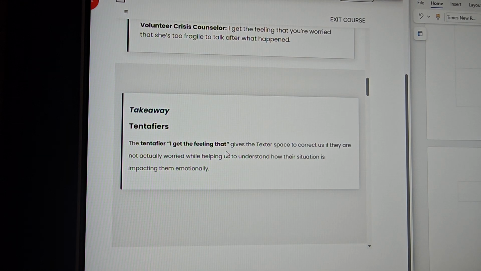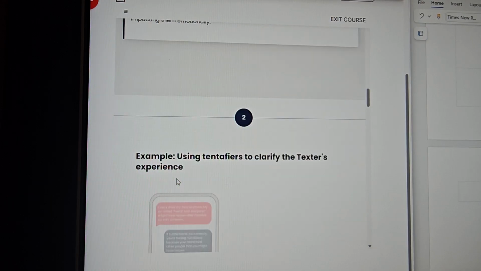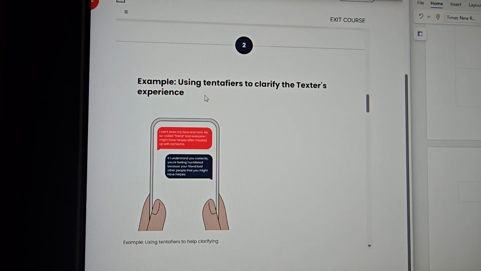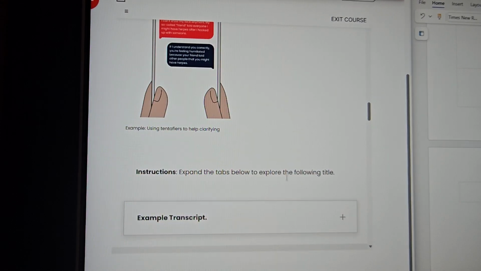Takeaway, tentatifiers. A tentatifier, I get the feeling, I get the feeling that, gives the texter space to correct us, so they can say they are not actually worried, helping us to understand how their situation is impacting them emotionally.